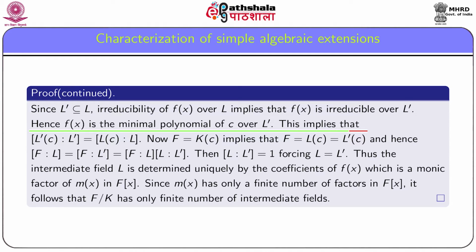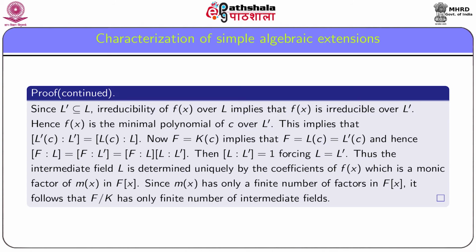This implies that the degree of the extension L dash(c) over L dash is equal to the degree of f(x), which is again equal to the degree of the extension of L(c) over L. Now, F equal to K(c) implies that F equal to L(c) is equal to L dash(c), and hence it follows that the degree of extension of F over L is equal to the degree of the extension of F over L dash, which is equal to, by the Tower rule, F over L into the degree of the extension of L over L dash. Then the degree of the extension of L over L dash becomes 1, forcing L to be identical with L dash.